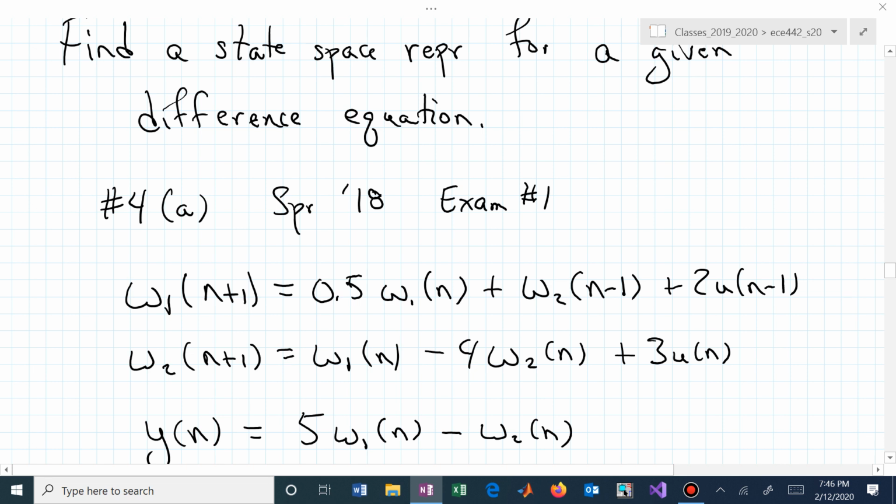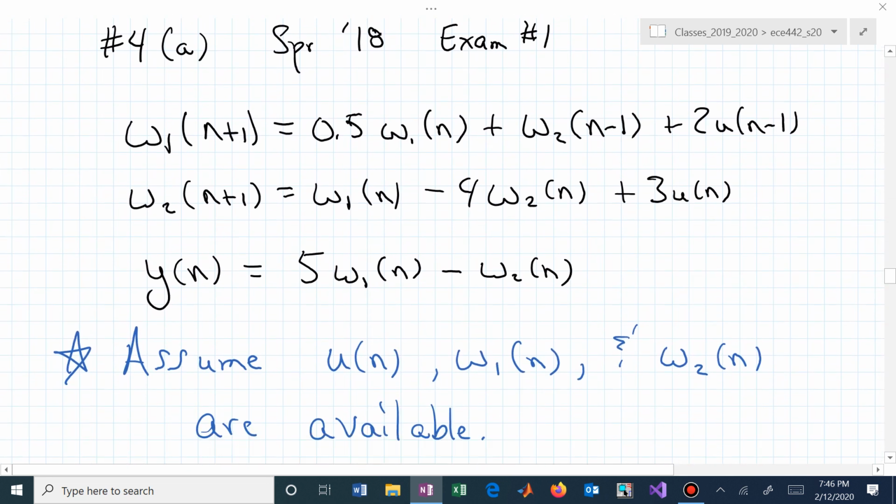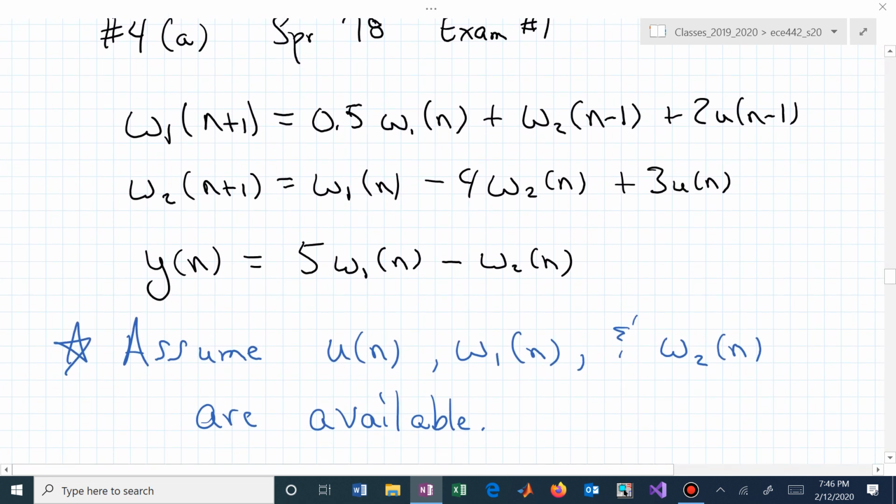How do we begin? Well, what we are doing now is we assume that we have these variables, W1 and W2 and U, at the time instant, little n. We're assuming we have those available. And that's going to now allow us to sketch a block diagram.